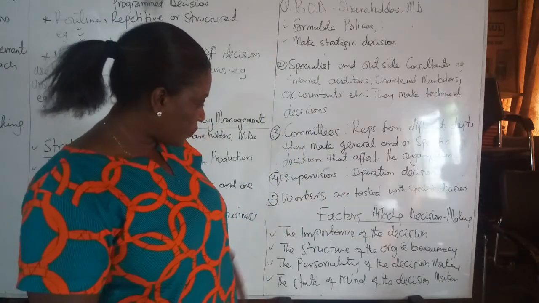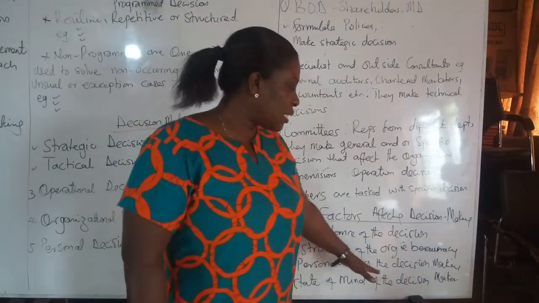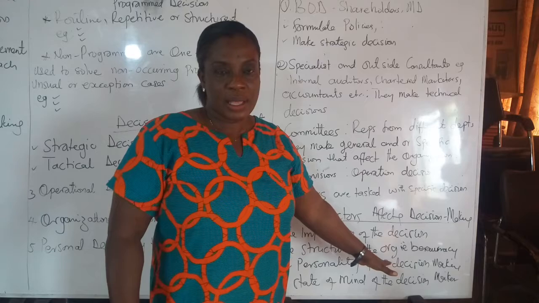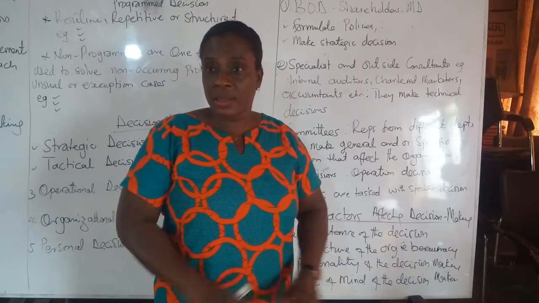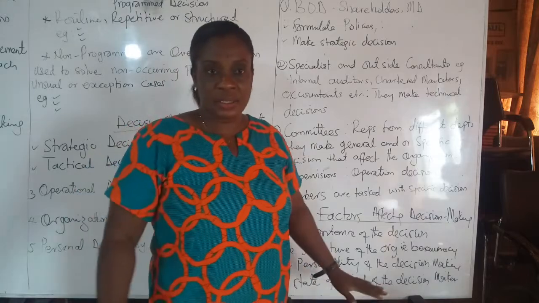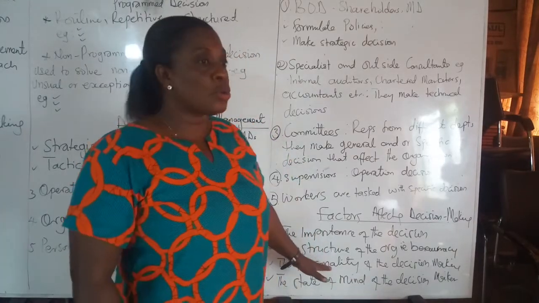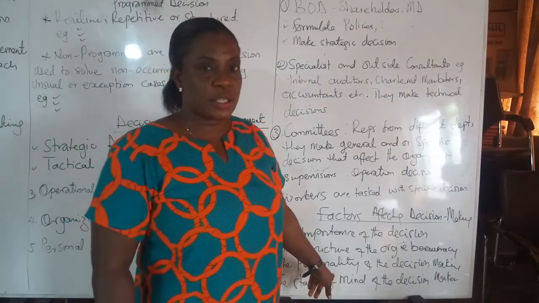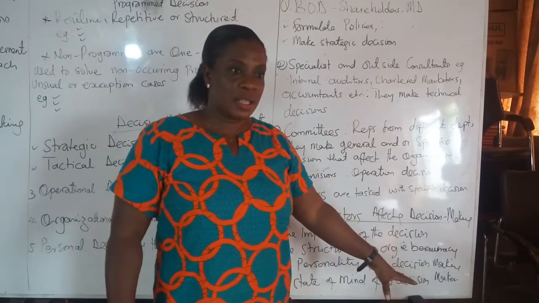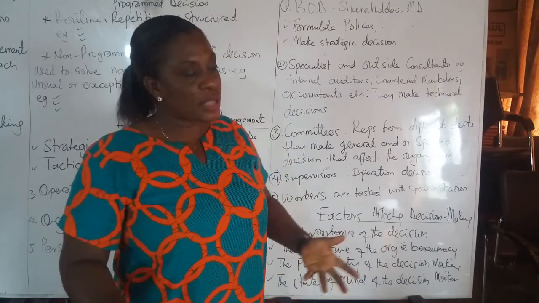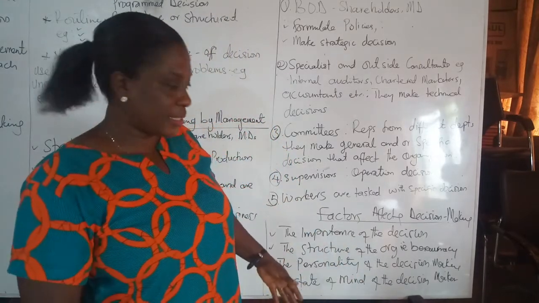Then we're talking about the personality of the decision maker. Who is making that decision? A class teacher cannot come and declare a meeting. A class teacher cannot come and declare a vacation. Whoever says that is on the wrong, because he is not in that capacity to take that decision. But when the headmaster talks, it carries weight. So it depends on who is talking, who is making the decision.